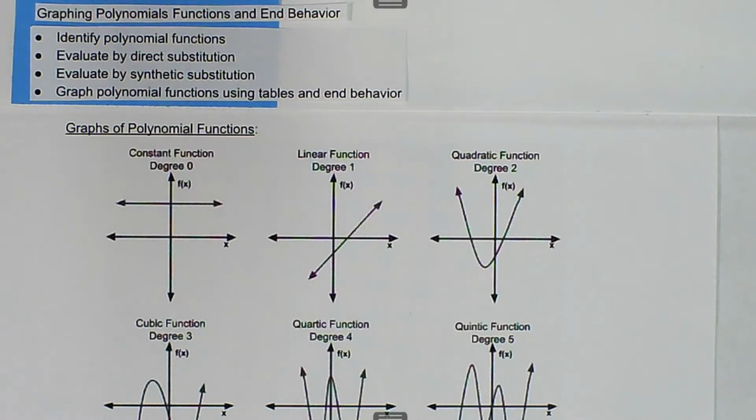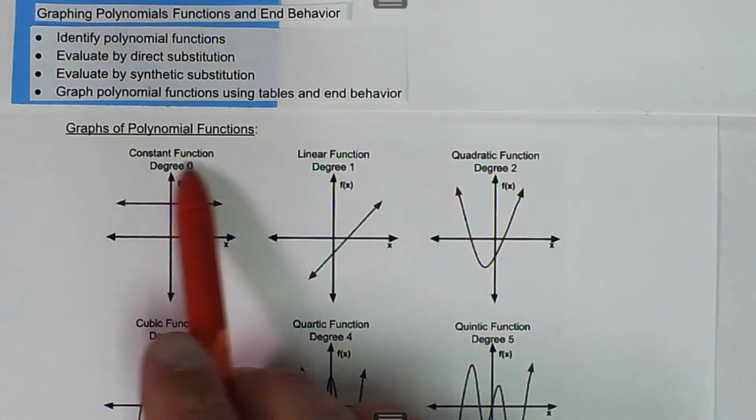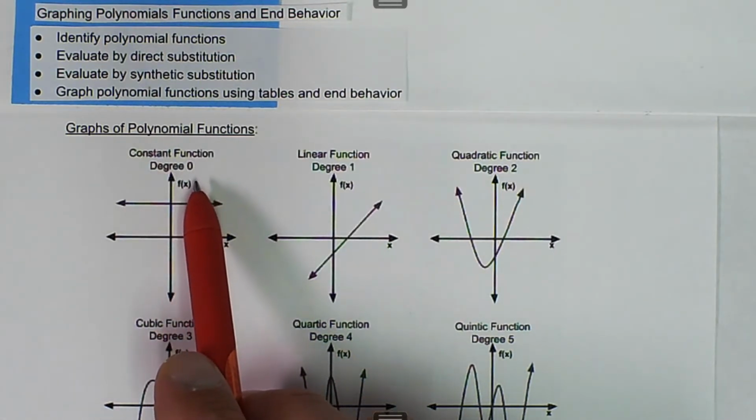We were talking about graphing polynomial functions and end behavior, and we want to identify polynomial functions. So there's different versions of polynomials, but some things give it away and can help us understand how many degrees each function is. So here we have a couple examples, and we have a constant function with degree zero.